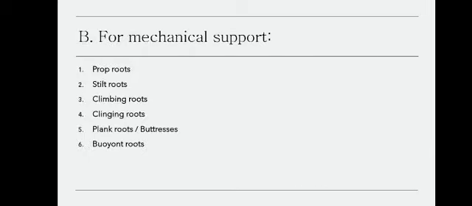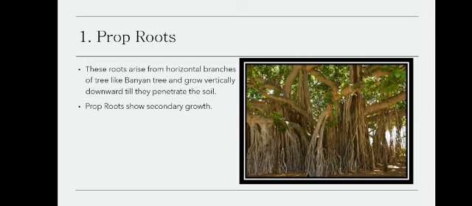Second, B part, for mechanical support, roots are modified. The types are: first, prop roots; second, stilt roots; third, climbing roots; fourth, clinging roots; fifth, plank roots or buttresses; sixth, buoyant roots. First, prop roots. These roots arise from horizontal branches of trees, like banyan trees, and grow vertically downward till they penetrate into soil.